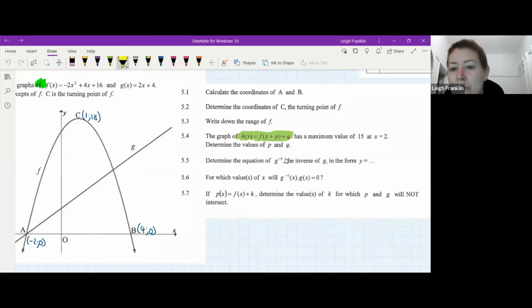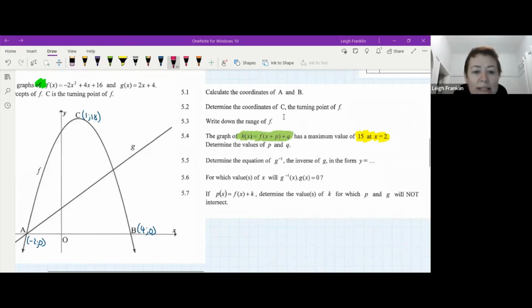They've told us that it has a maximum of 15 at x equals 2. Well, what does that mean for us, Matrix? What are they telling us by saying it has a maximum of 15 at x equals 2? What information are they giving us? Can anybody tell me? Sure, x and y values where? Specifically where, Buhle? At a specific point. Where? Ma'am, is it the turning point? The turning point of the new graph, absolutely.